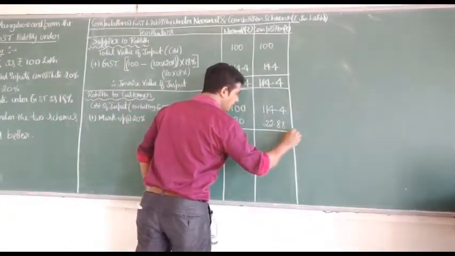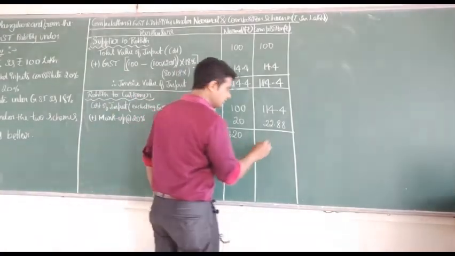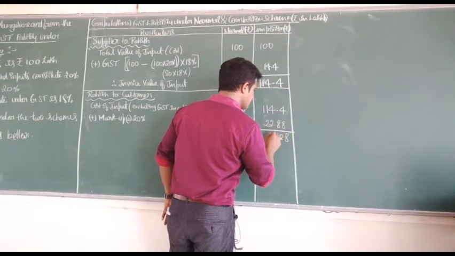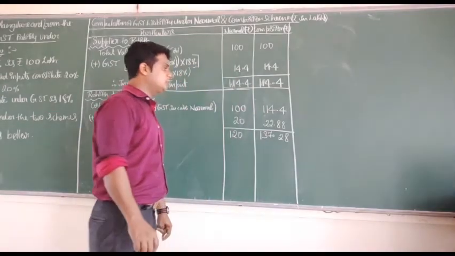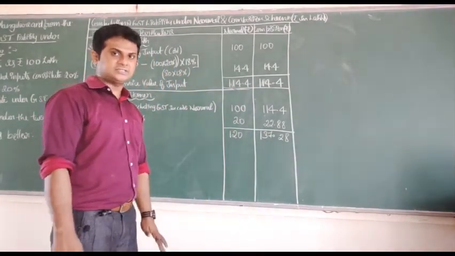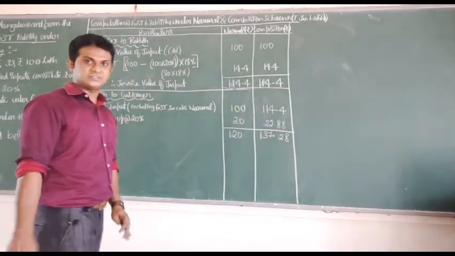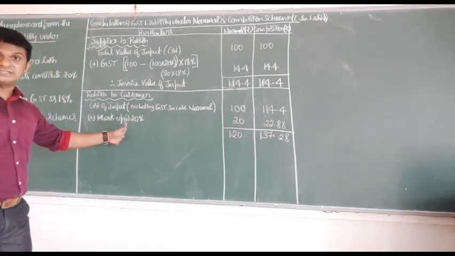So we have to add this. So 120, and here it is 137.28. So 137.28 is the selling price, you could say. So this is his value of input, or you can say transaction value.